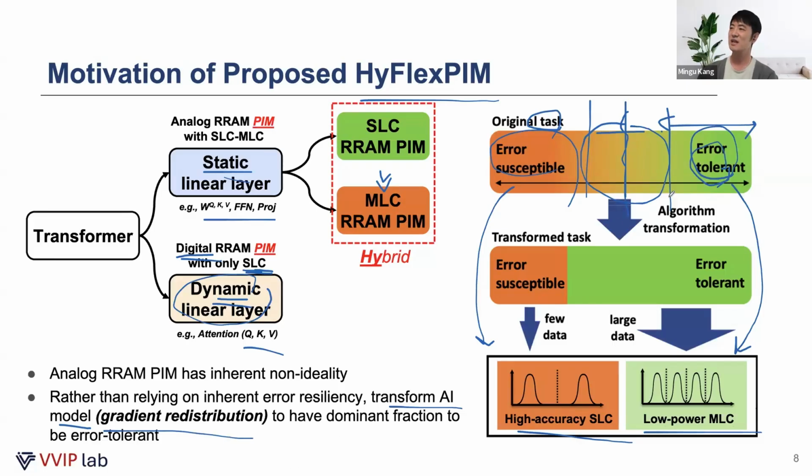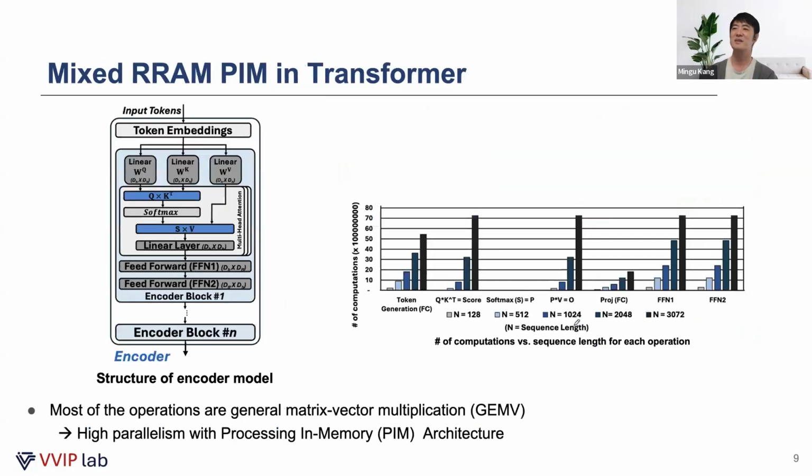So as you can see, the error tolerant fraction will be magnified so that we can enjoy efficient analog MLC operation as much as possible. On the other hand, we can also make a clear demarcation between the error tolerant and the vulnerable part. So these are the two main goals of this project.